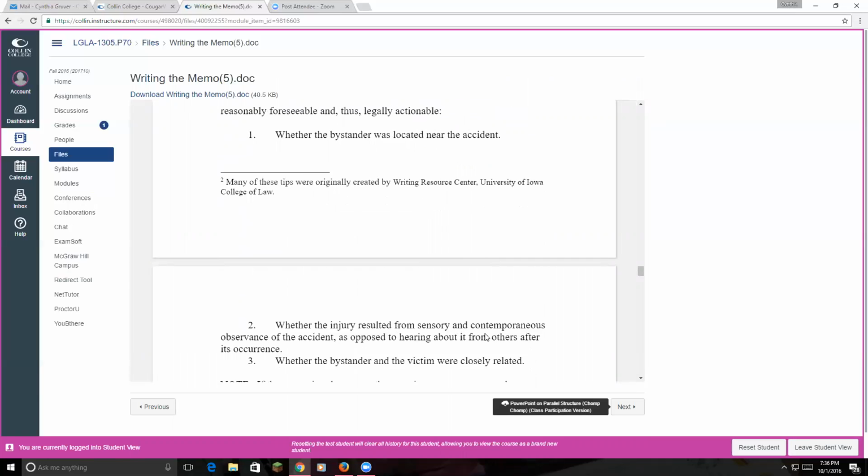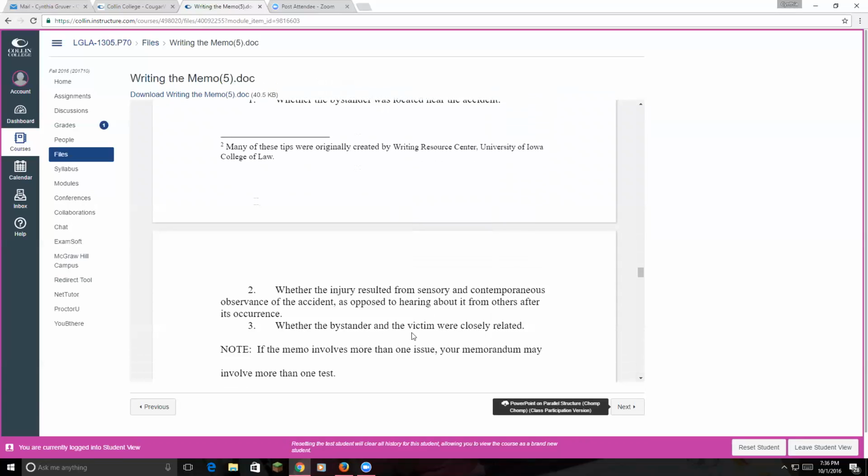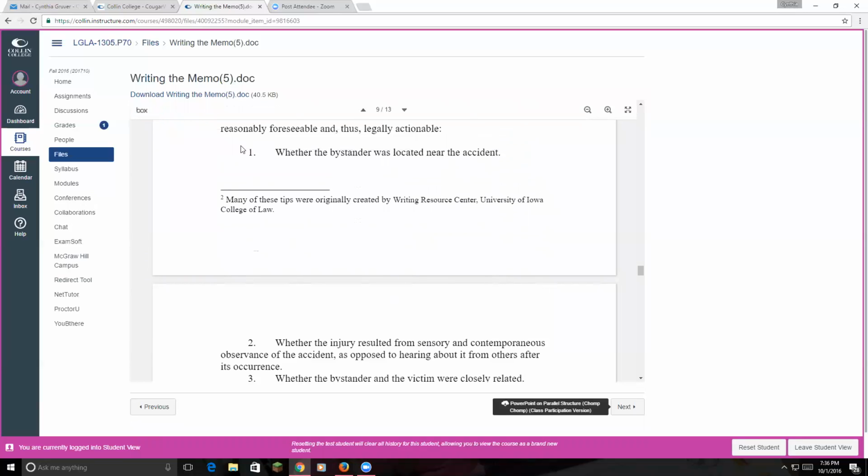Whether the accident resulted from sensory and contemporaneous observation of the accident as opposed to hearing about it from others after its occurrence. We know Mary actually sensed it by seeing it. Whether the bystander and the victim were closely related. Well, it's niece and nephew. Those are the levels. So what you'll do is you'll go through and you'll have one, Roman numeral 1 probably, about her physical proximity.